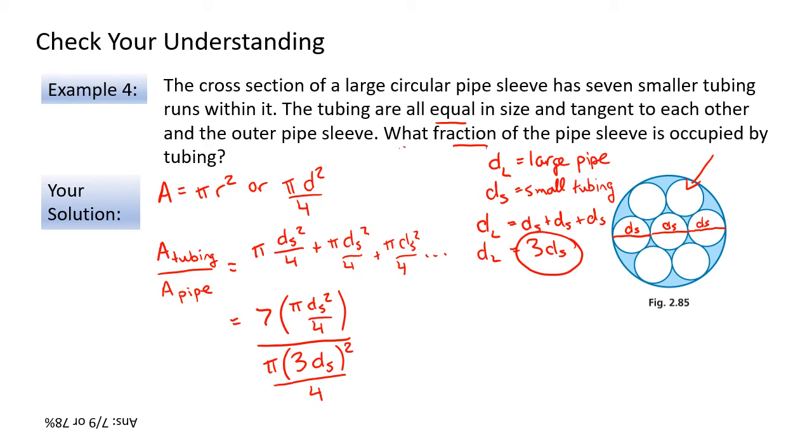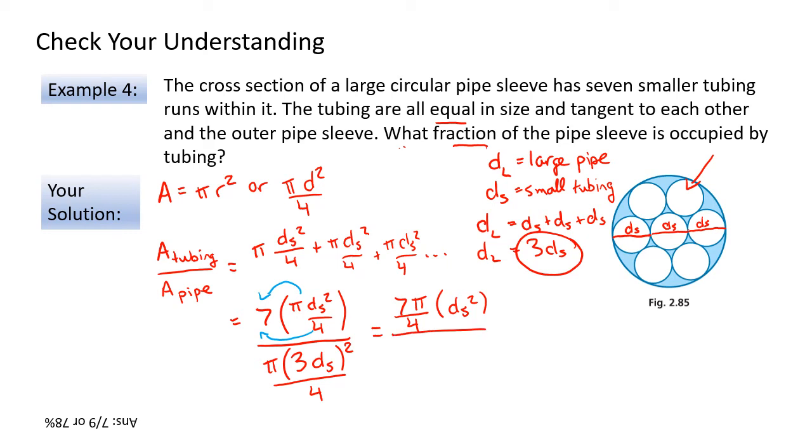Okay? So I'm just going to do some simplifying here, and then we're going to see how these fractions can cancel out. So this is equal to 7 times pi, divided by 4, times the small diameter squared. All I've done is move the pi out here, and the divided by 4 out here. That's all I did to make it one fraction.